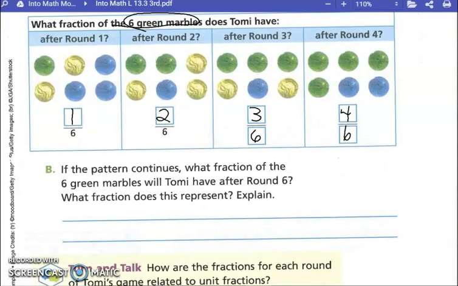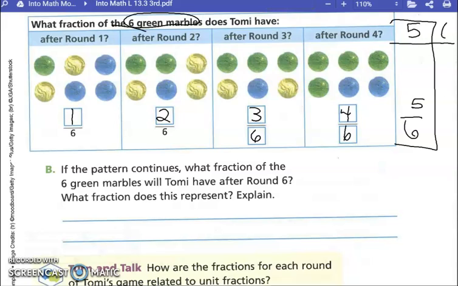Now that's round 4 that they show us. What happened to our numerator in every round? It went up and increased by 1 each time. So if we had round 5 out here, how many green marbles would we have? 5. We'd have 5 of 6, right? And if we rolled on our 6th one, we would have 6 green marbles, or 6 of 6.